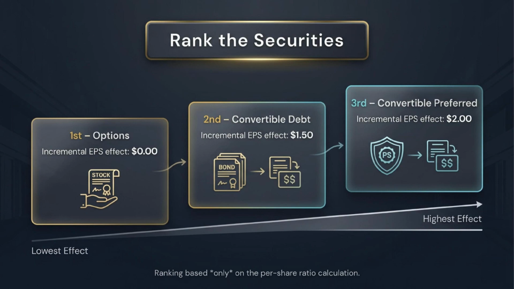Options come first because their incremental numerator effect is zero. Debt comes next at $1.50. Preferred comes last at $2. Notice that we did not rank by the number of shares, face amount, or the size of the add back alone. We ranked by incremental EPS effect.